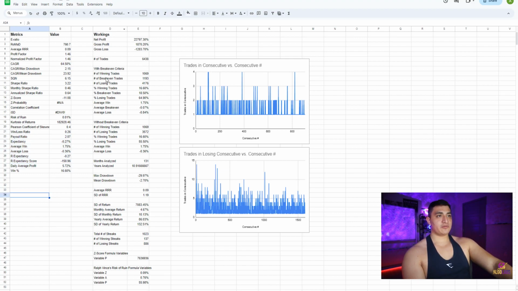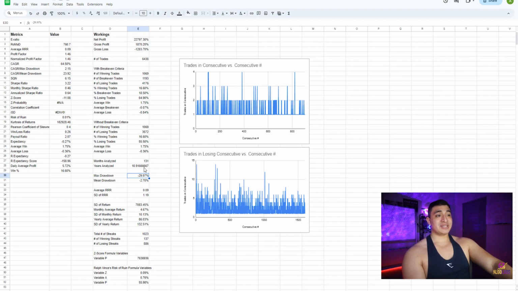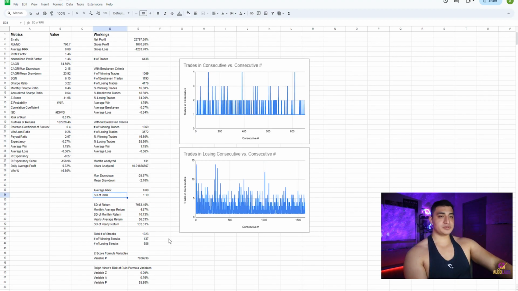And then we have the number of trades, which is very significant, over 6,000 trades within the last 11 years. We have the number of winning trades, the number of break-even trades. We have the months analyzed over 131 months. Years, so around 11 years essentially here. And then we have the max drawdown, which is 29%, and then the mean drawdown, which is 2.70%. So yeah, pretty cool stuff here.